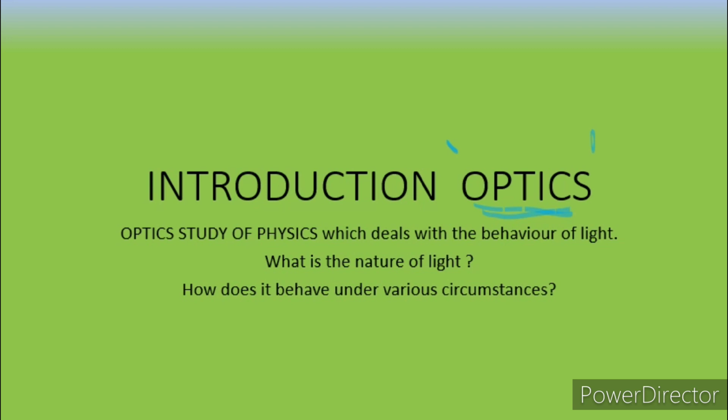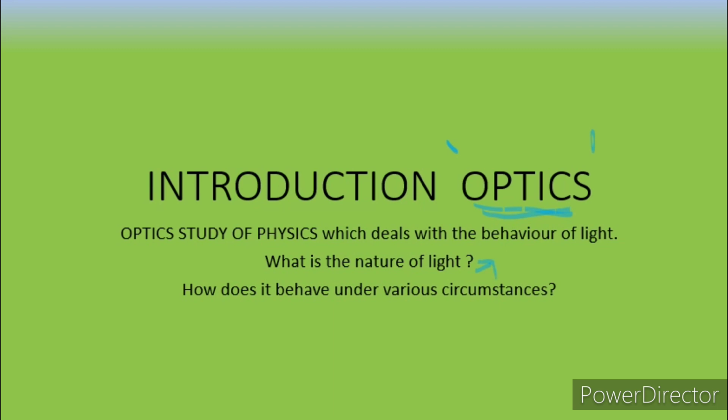And in this, what we are going to learn about light, we can divide into two things. One is the nature of light, that is, what is actually light, and how this light behaves under various circumstances. It means when light is passing through a medium and entering into some other medium, in that case, what will be the behavior of light?